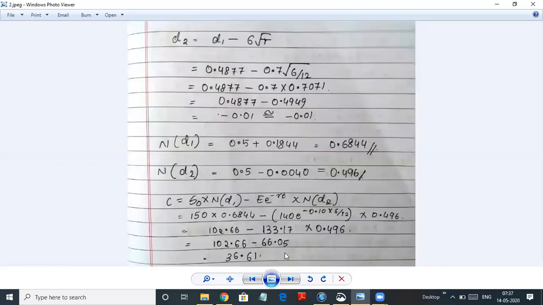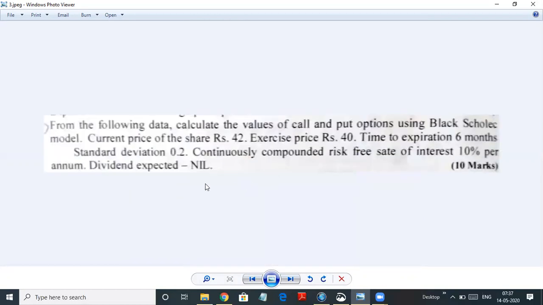So this was the first problem. They asked you to find the value of a call option using Black-Scholes model. Everything is based on the formulas, but you have to be very careful while solving and getting the answers for D1 and D2. Once you get the answers for D1 and D2, seeing the table value also is very crucial. If you do that correctly, you will get the values right. Let's go to the next problem.